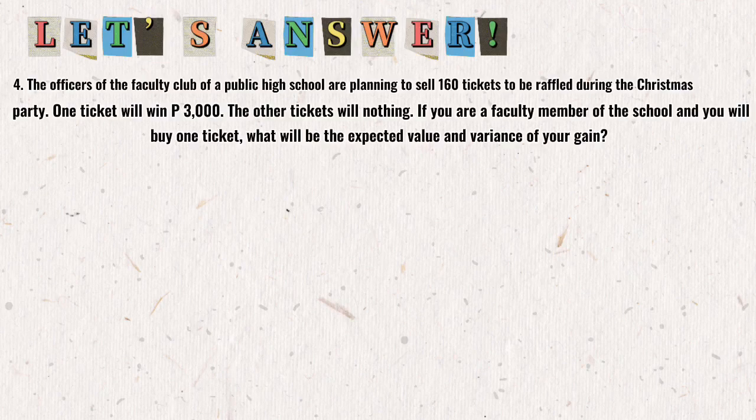Number 4. The officers of the faculty club of a public high school are planning to sell 160 tickets to be raffled during the Christmas party. One ticket will win 3,000, the other tickets will win nothing. If you are a faculty member of the school and you buy one ticket, what will be the expected value and variance of your gain? Let's have a look at this table.